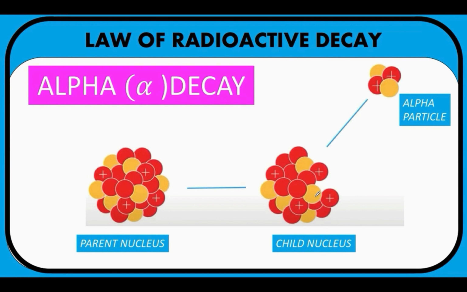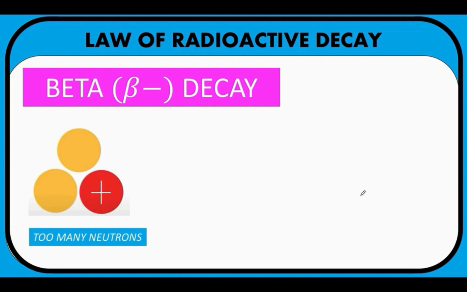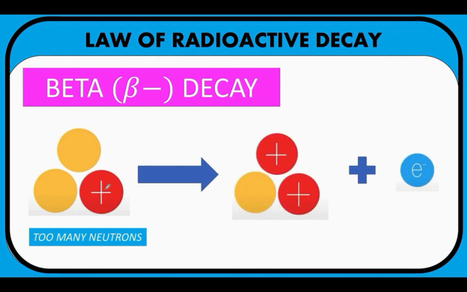The child nucleus could be in a heightened, excited state. And this state can result in a decay to a lower energy state by emitting a gamma ray photon. There are instances when there are too many neutrons in the atom. Let's say in this isotope, we have more neutrons than protons. In this case, the nucleus emits an electron and an antineutrino in a process that changes the neutron to a proton. This neutron is now converted into a proton and an electron. The atom now keeps the extra proton and loses the electron. The loss of this electron results in a high energy beta particle. That's why we call this the beta decay.